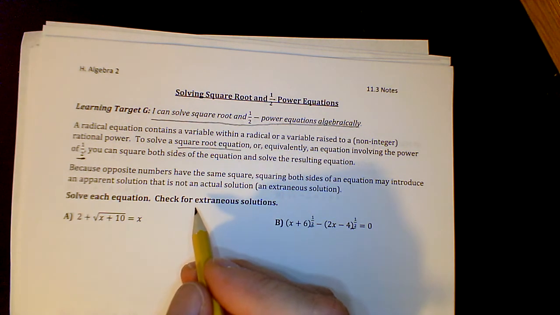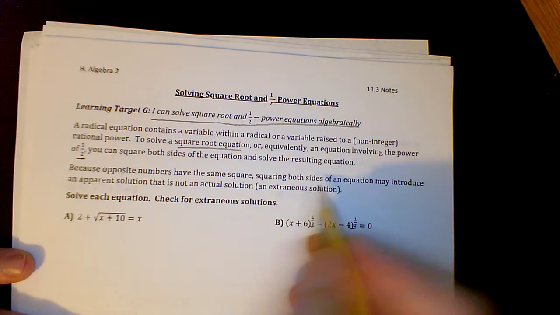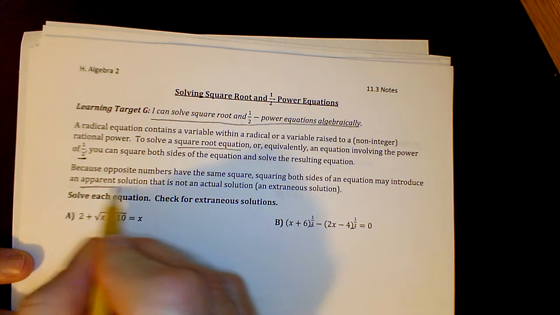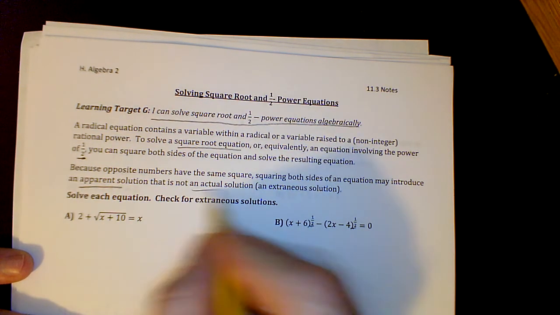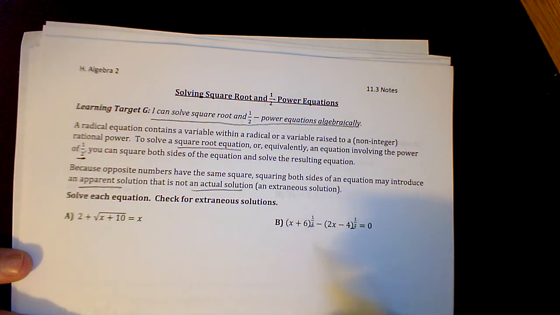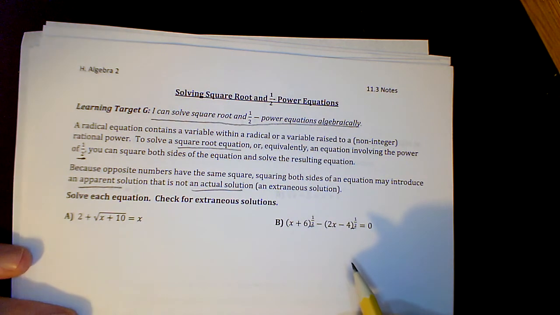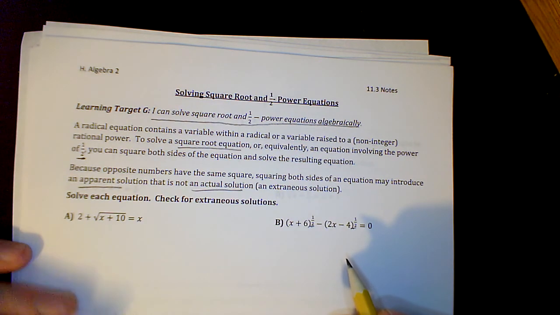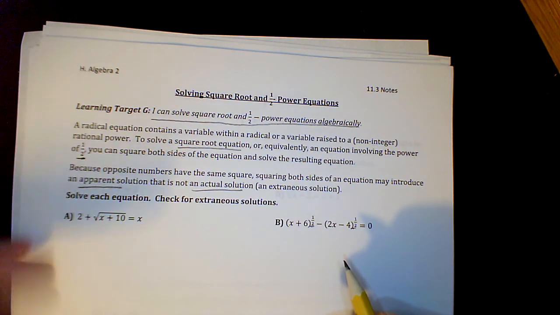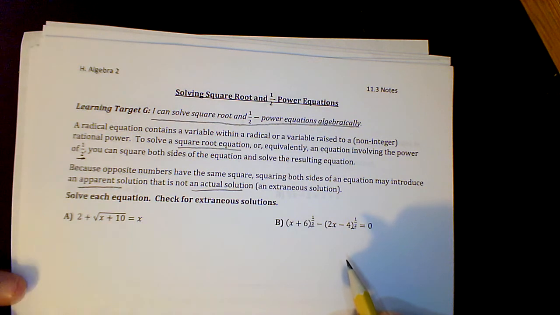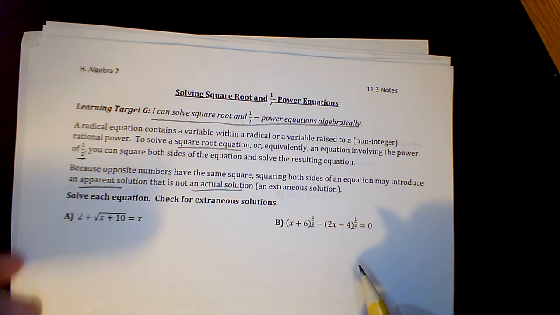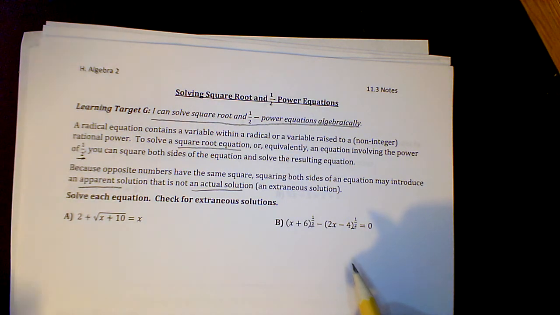Because opposite numbers have the same square, squaring both sides of an equation may introduce an apparent solution that is not an actual solution. Because when you square, now you've got two solutions to an equation. The square root of 36 is positive and negative 6, and in this case it may not be both of those. So I'll show you one of those in the first problem here.